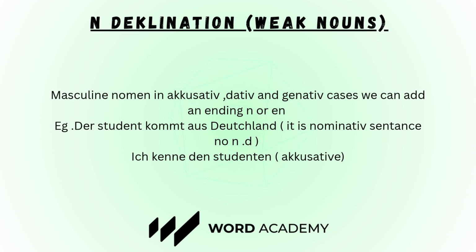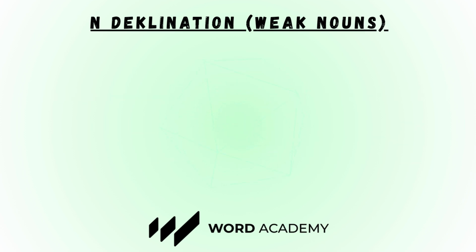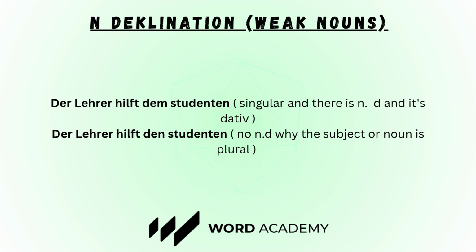When N-Deklination nouns appear in plural, they often look the same as singular. For example, the Studenten. In that case, you can identify whether the noun is singular or plural by looking at the article. For example, der Lehrer hilft dem Studenten. That is a singular subject with N-Deklination in the dative case. Second example, der Lehrer hilft den Studenten. There is no N-Deklination because that is a plural subject in the dative case.